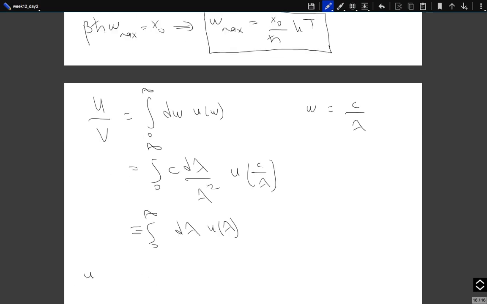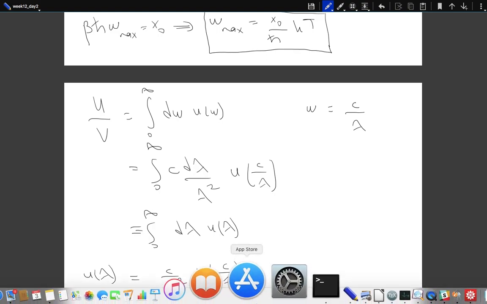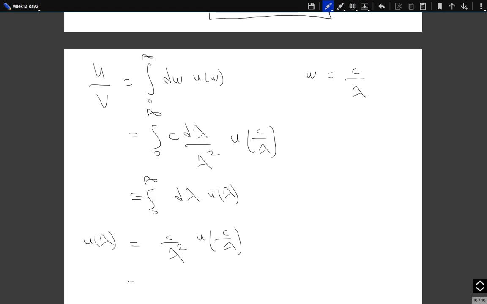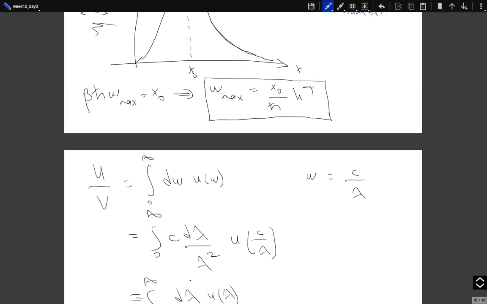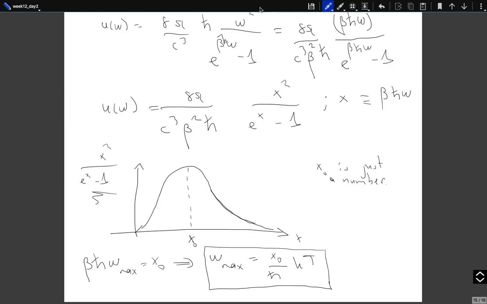Where now this u of lambda, this is the density as a function of the wavelength, the energy emitted per unit wavelength. This is c over lambda squared u of c over lambda. This is equal to c over lambda squared. Well, you see, we already know what u of omega is.